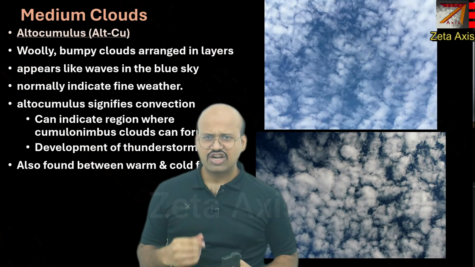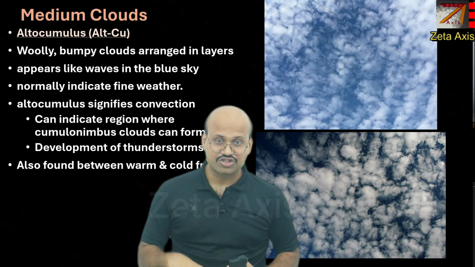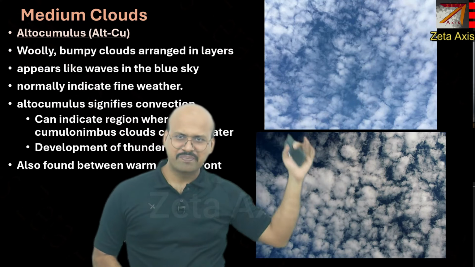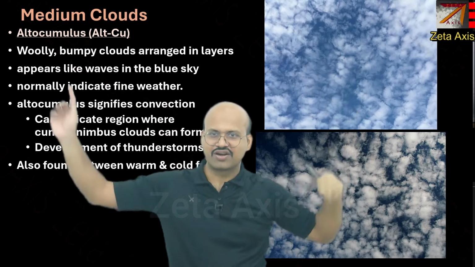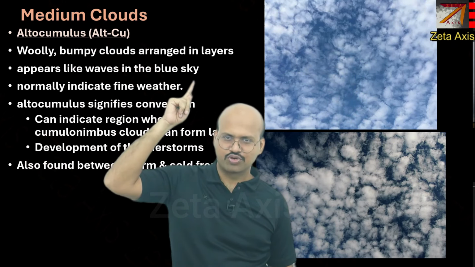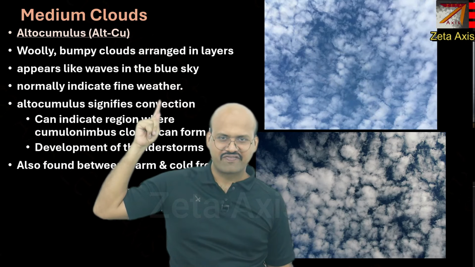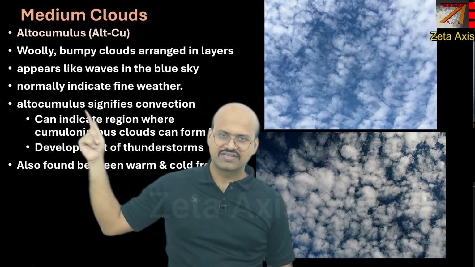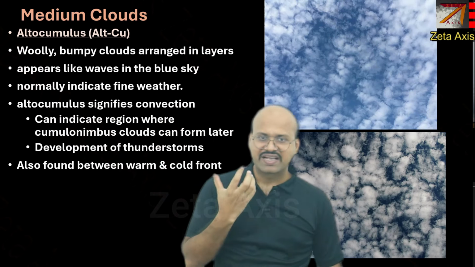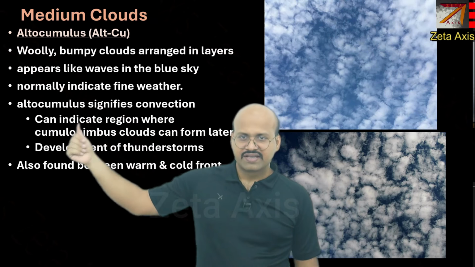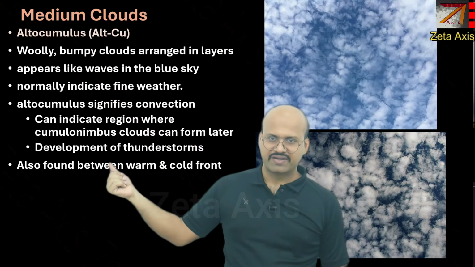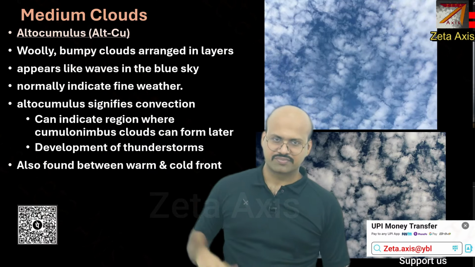Now let's see Altocumulus clouds. Now we have already discussed cumulus clouds are these lumpy clouds. So again we can see these are the lumpy or wave-like clouds. These are woolly bumpy clouds arranged in layers. They appear like waves in the blue sky. Normally indicate fine weather. Altocumulus signifies convection. We have already discussed that cumulus clouds will be formed when there is convection. Can indicate a region where cumulonimbus clouds can form later, with development of thunderstorms.